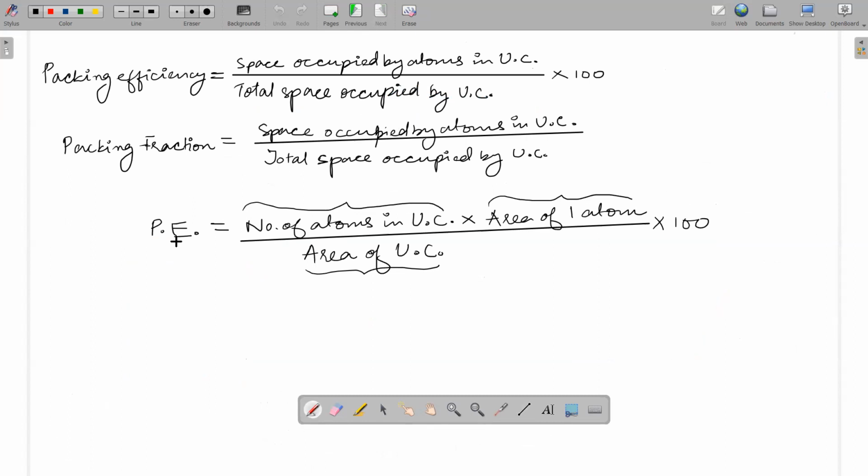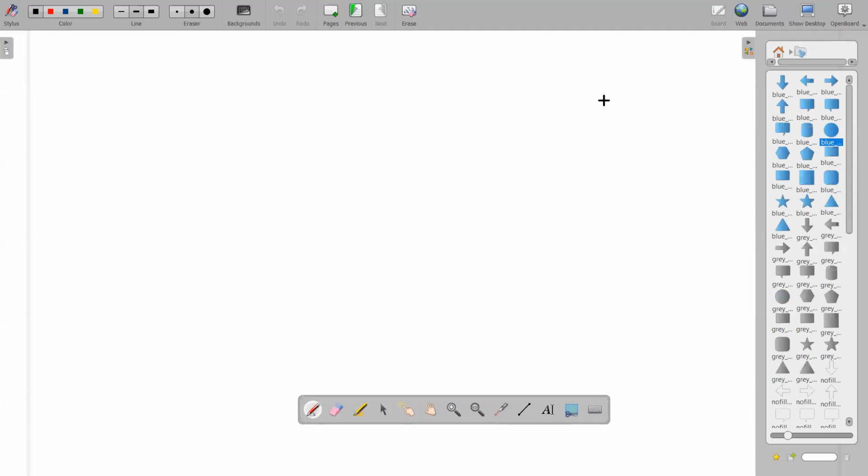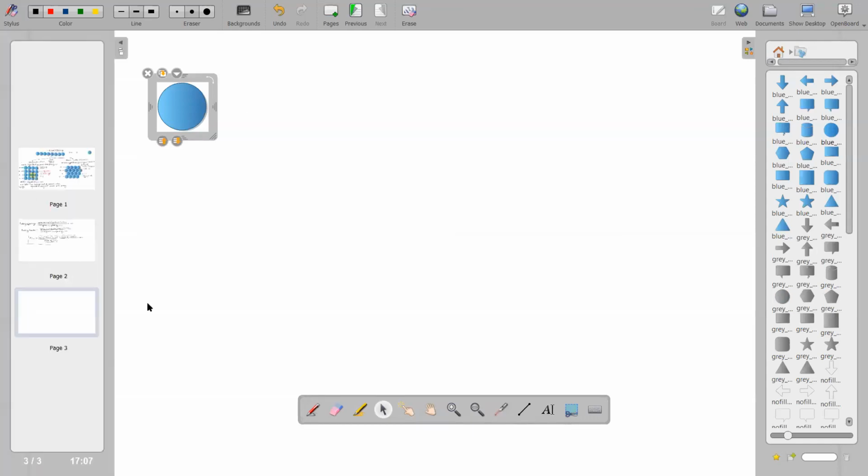Let us make that now. We will deal with these packing efficiencies using number of atoms in unit cell into area of one atom upon area of unit cell. Let us start with the previous slide. Yes, sir. Just wait a second.